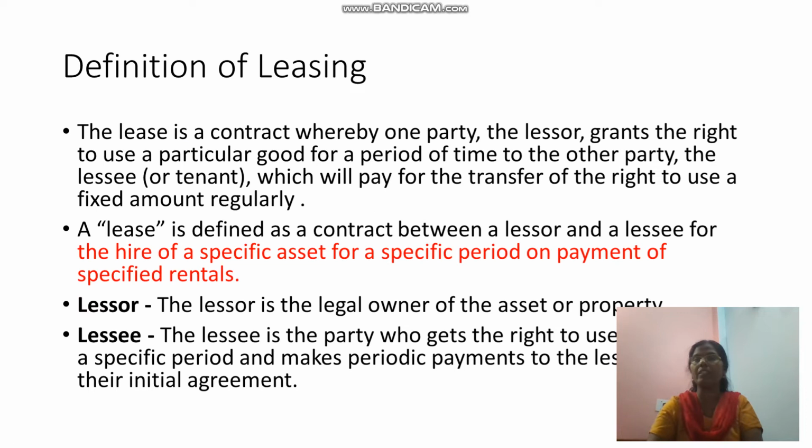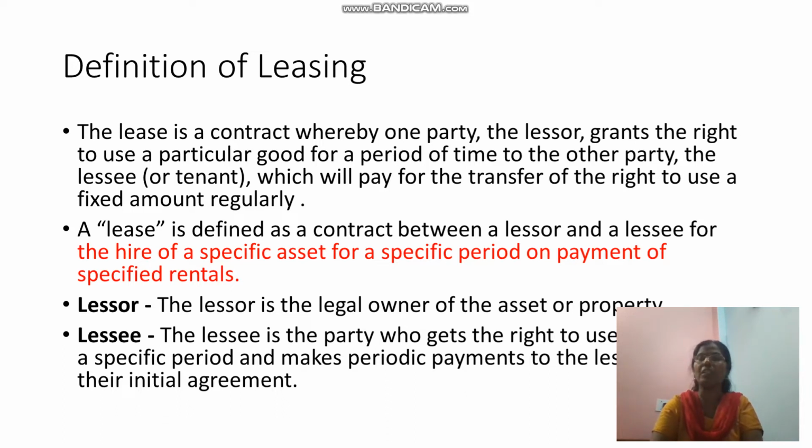So let me explain the two important terms used in the leasing agreement. One is the lessor, another is the lessee. These two terms you come across again and again in case of leasing. So who is called a lessor? The lessor is the legal owner of the asset or property. The lessee is the party who gets the right to use the property for a particular period of time, and he makes periodic payments to the lessor on the basis of the initial agreement.